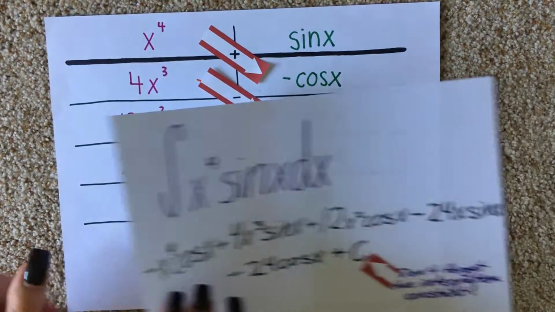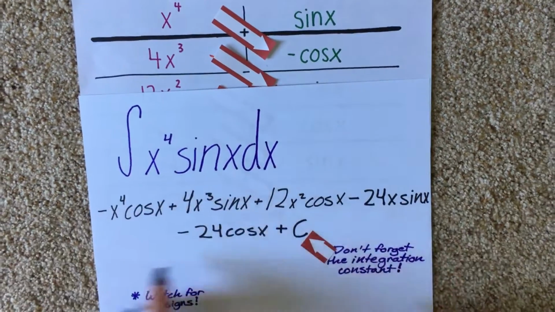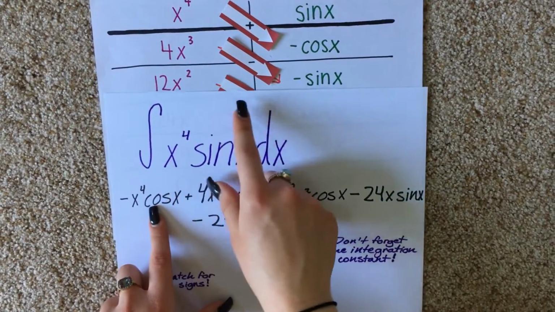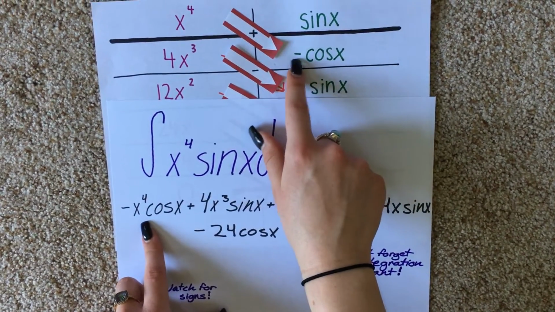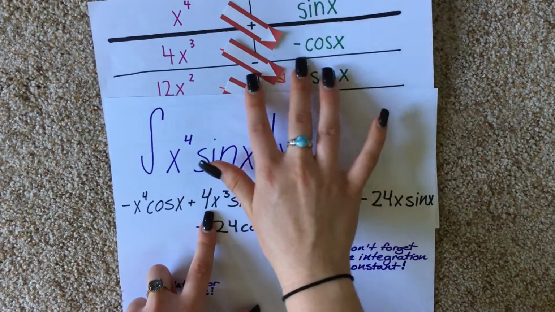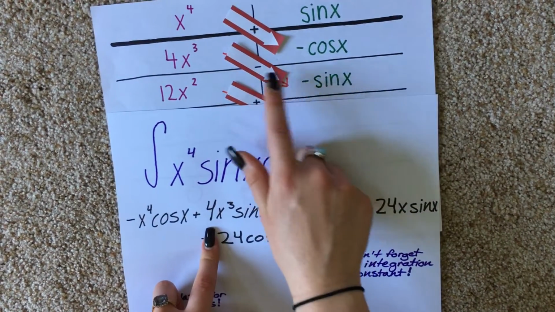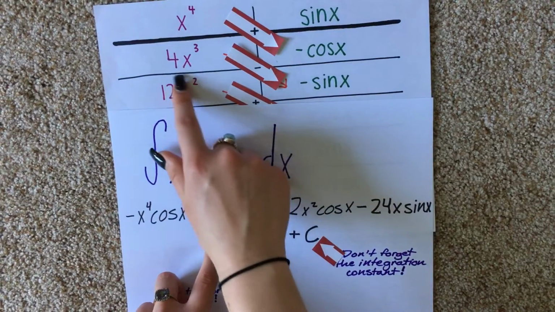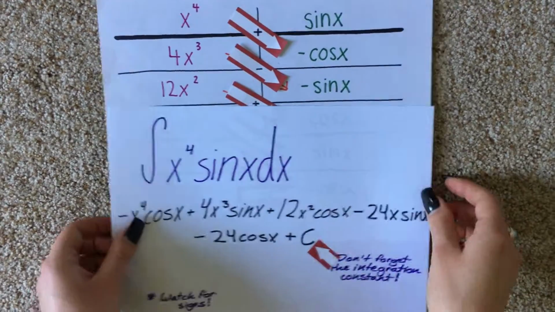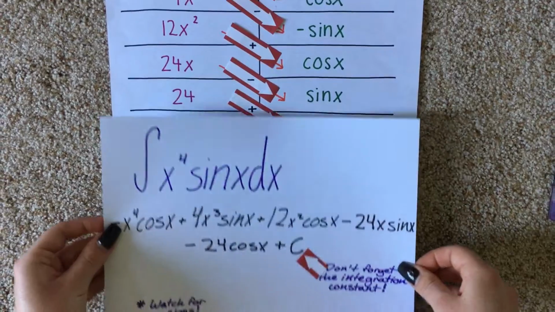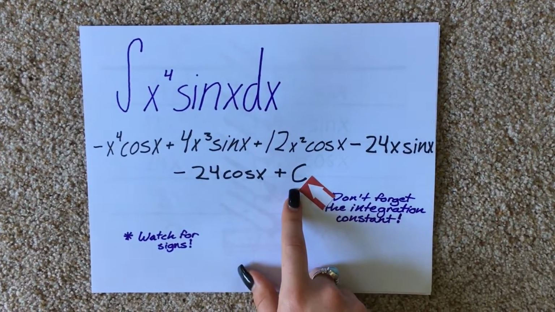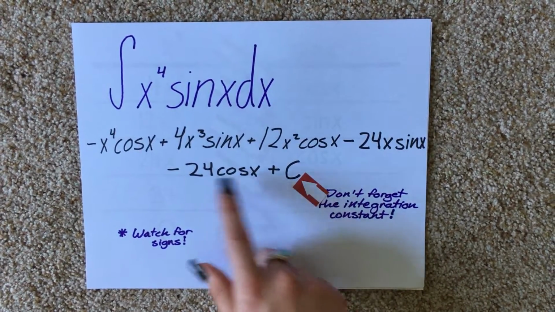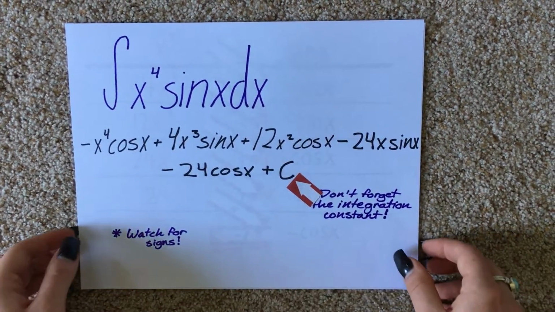So using our components here, I can demonstrate to you the answer. We're going to start with the x to the fourth cosine x. Be aware of that negative that's added there. All right, and then right here we do have two negatives that cancel out to be a positive with the 4x cubed sine x, and then you just continue down the chart doing the same thing. I won't waste your time doing that right now. We just want to make sure that you don't forget that integration constant and always be wary of those signs, which will continue to cancel out or change with each component.